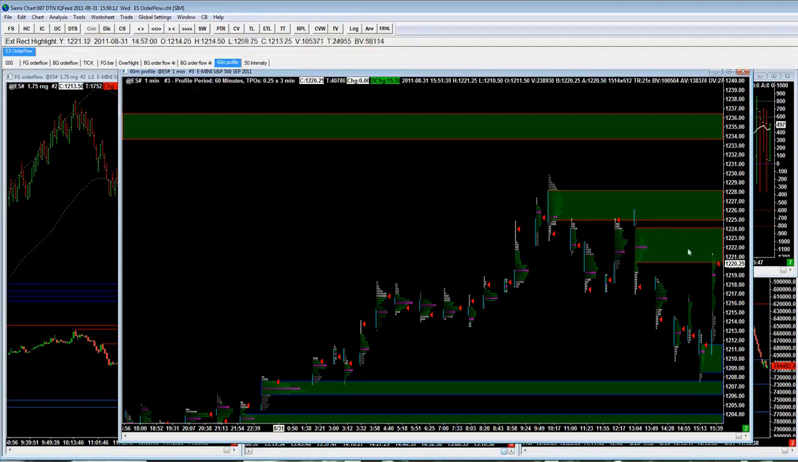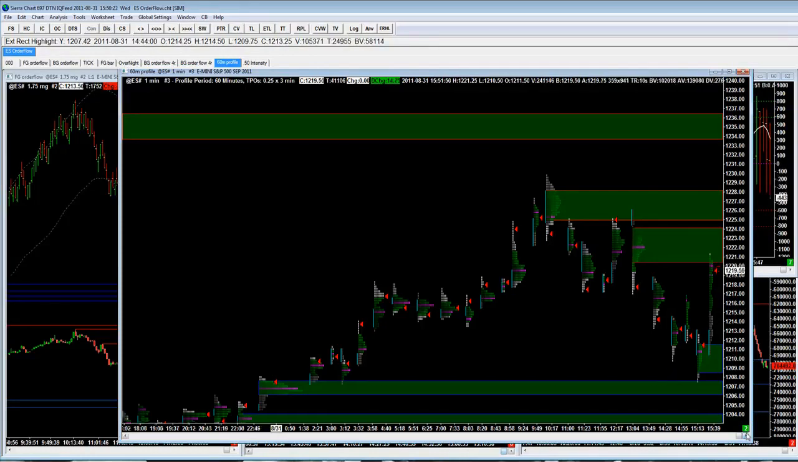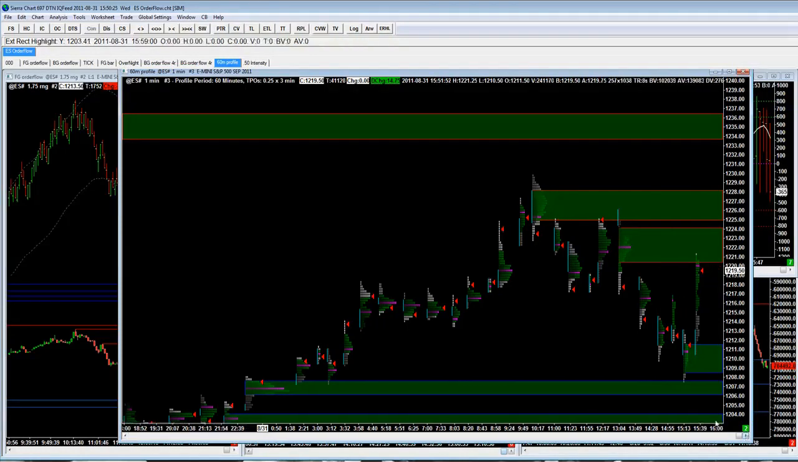This is one of our organizing principles in our methodology, determining where these zones are. And guys, you see day in, day out how the market reacts at these zones. Very important to us.